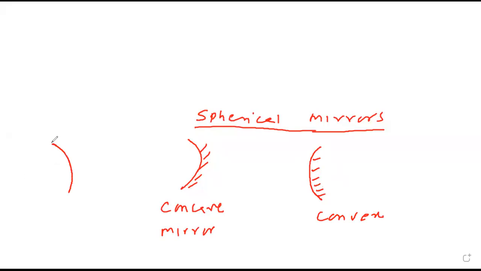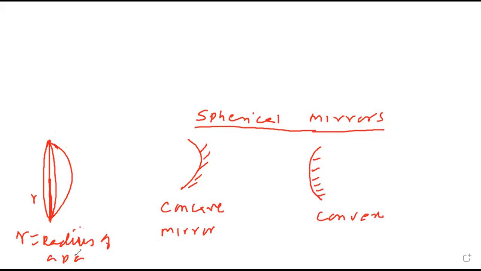So if this is mirror, I join from one end to another end here, and imagine this to be drawn like this. What is this distance called from here to here? This is called radius of aperture, not curvature. Radius of aperture.